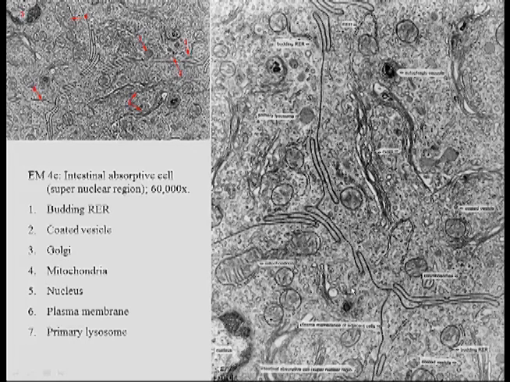Also, you can see other structures in through here. You can see the nucleus with a euchromatin and heterochromatin, as we see right there. Heterochromatin and euchromatin: light staining is euchromatin. Heterochromatin is dark staining. Another Golgi apparatus there. We can also see the rough endoplasmic reticulum and a little bit of budding rough endoplasmic reticulum, and here we see some coated vesicles.